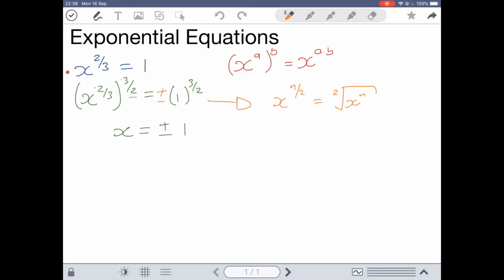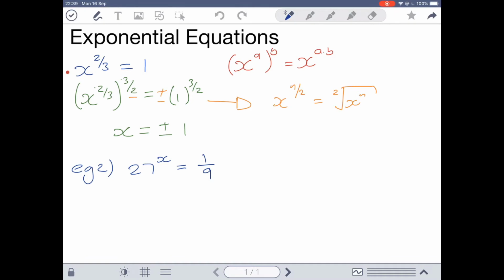Now let's look at another example, where we're dealing with exponential equations, which means equations that have variables in the exponent. Let us look at a very simple example, call that example 2. Our next example will simply be 27 to the power of x is equal to 1 over 9.